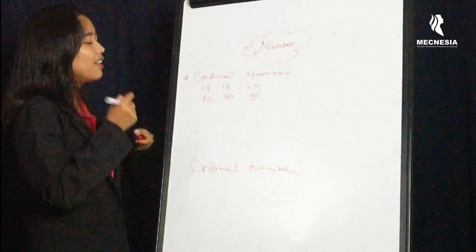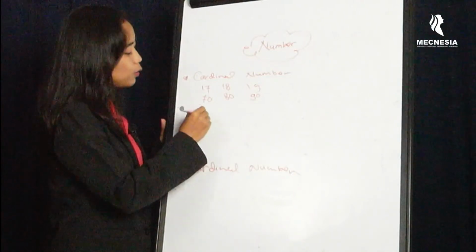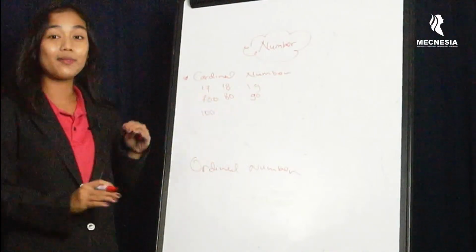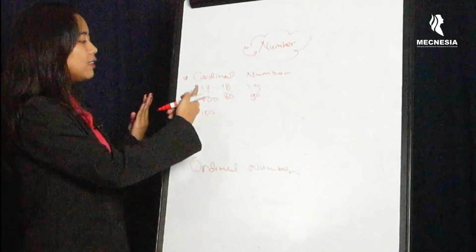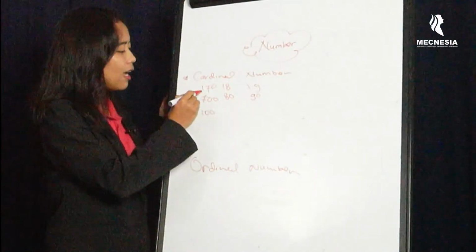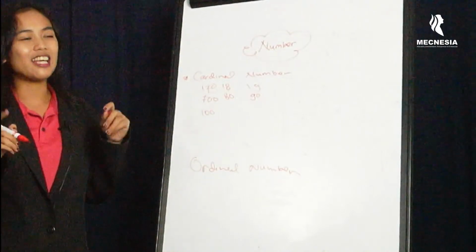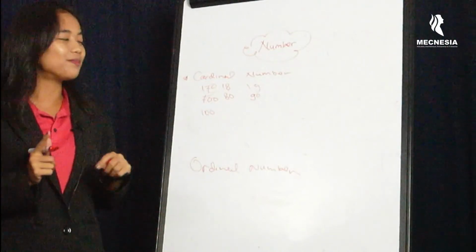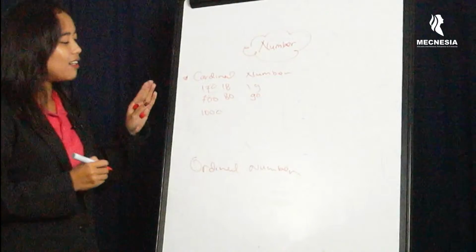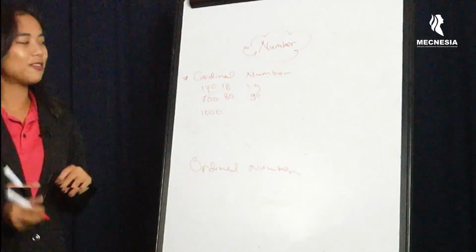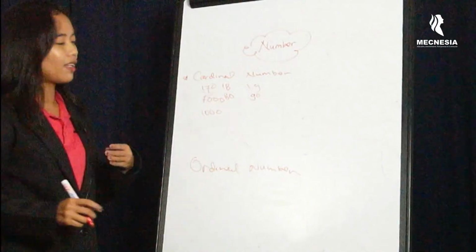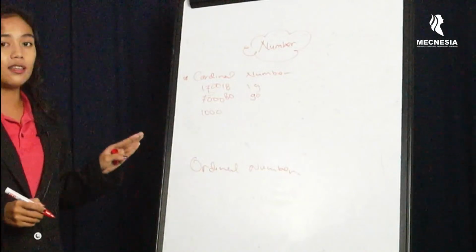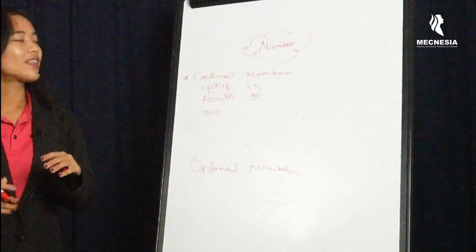How about ratusan? Well, ratusan kemarin adalah 100. Berarti 100. 700. 170. Once again, 170. How about ribuan? Ribuan is 1,000. 1,000. 7,000. 1,700. Once again, 1,700.